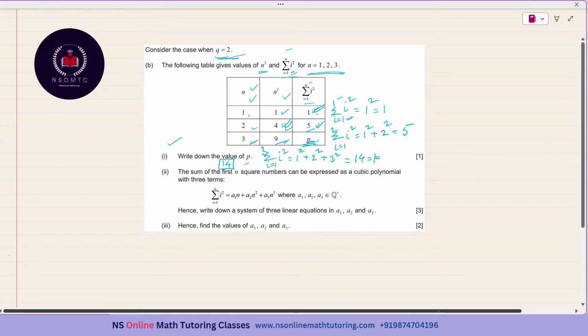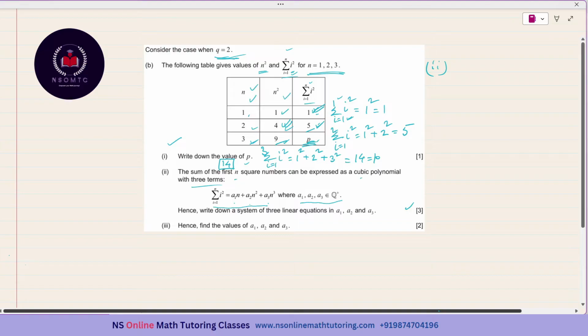The sum of the first n square numbers can be expressed as a cubic polynomial with 3 terms. This is the equation given: sigma I equal to 1 to n of I square is equal to a1n plus a2n square plus a3n cube, where a1, a2 and a3 belong to the set of positive rational numbers. Hence, write down a system of three linear equations in a1, a2 and a3, containing 3 marks. Okay, I can write the answer over here.